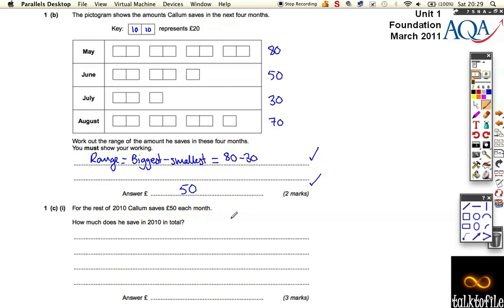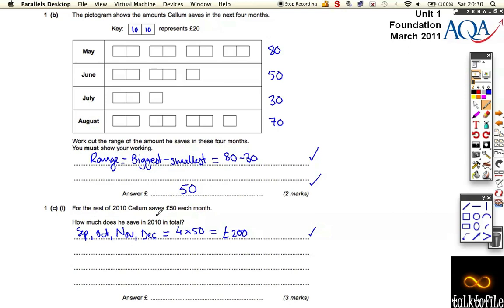And then it says for the rest of 2010, Callum saves £50 each month. So I'm just going to write that down. So for September, October, November, December is equal to 4 times 50, which is equal to £200, having that as a mark.